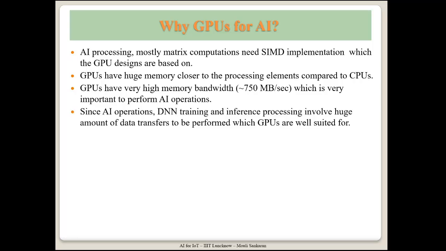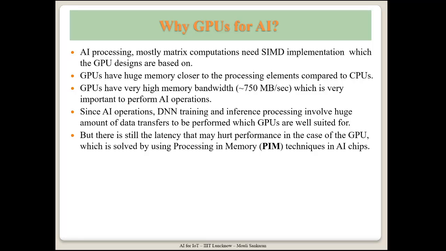So since AI operations, including DNN training and inference processing, involve a huge amount of data transfers, GPUs are well suited for that. So GPUs have very high memory bandwidth capabilities. They are designed like that. So it is suitable for AI.